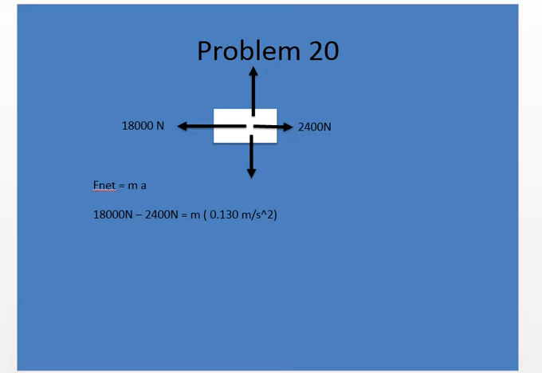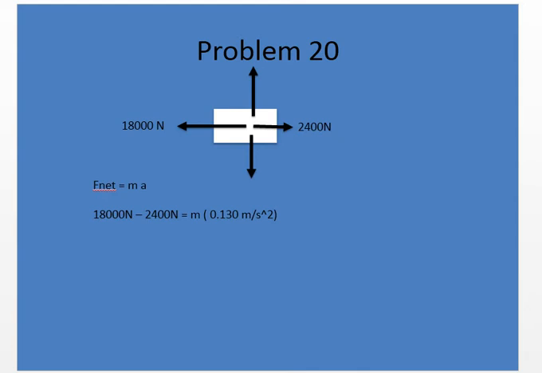Okay, so I've got that drawn in. And the system experiences resistive forces of 2,400 newtons. So if it's resisting that, then it would be 2,400 newtons in the other way. If the acceleration is 0.130 meters per second squared, what is the mass of the airplane in kilograms? So I'm going to use F equals ma.